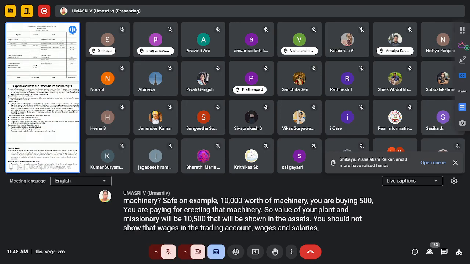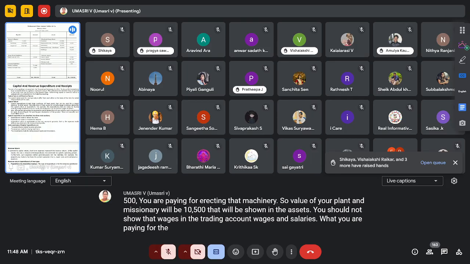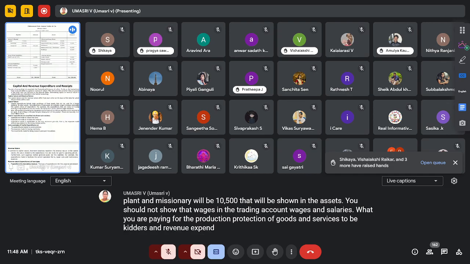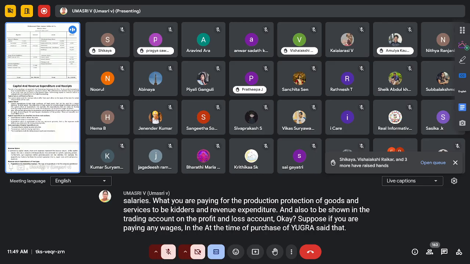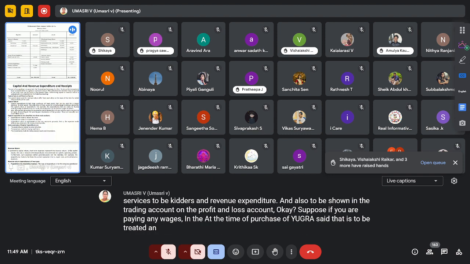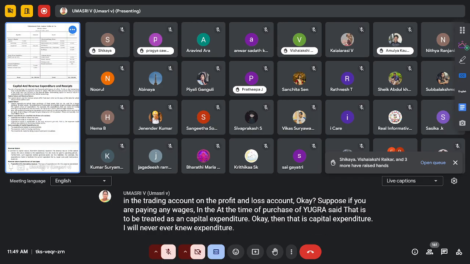Wages and salaries you are paying for the production of goods and services are to be treated as a revenue expenditure, and also what is paid at the time of purchase of your asset is to be treated as a capital expenditure. Okay, that is capital expenditure and revenue expenditure.